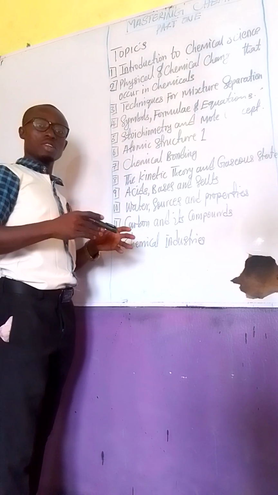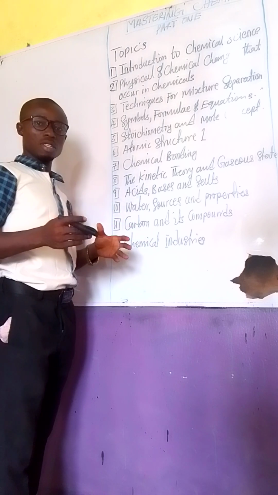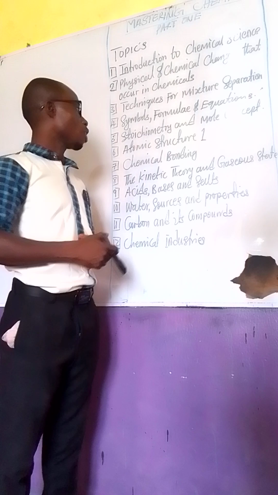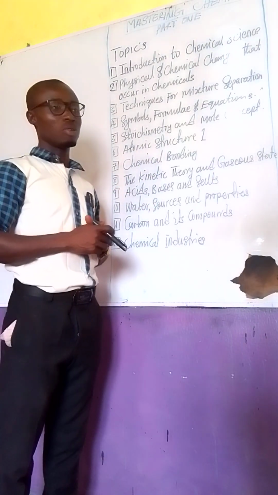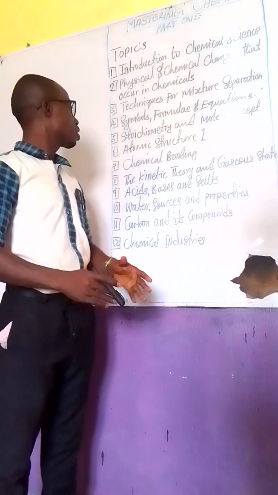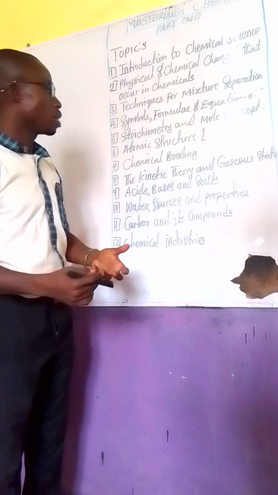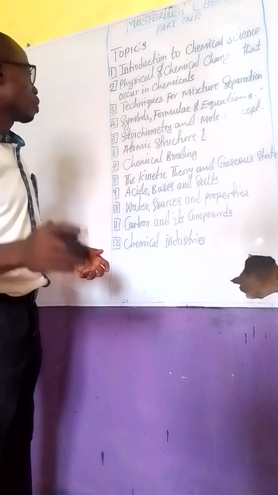Under bonding, the formation of molecules or compounds. Atoms don't just bond together. There are rules of engagement for atoms to bond together. So we're going to discuss it in detail. Why do atoms undergo chemical reactions? So we're going to discuss it.